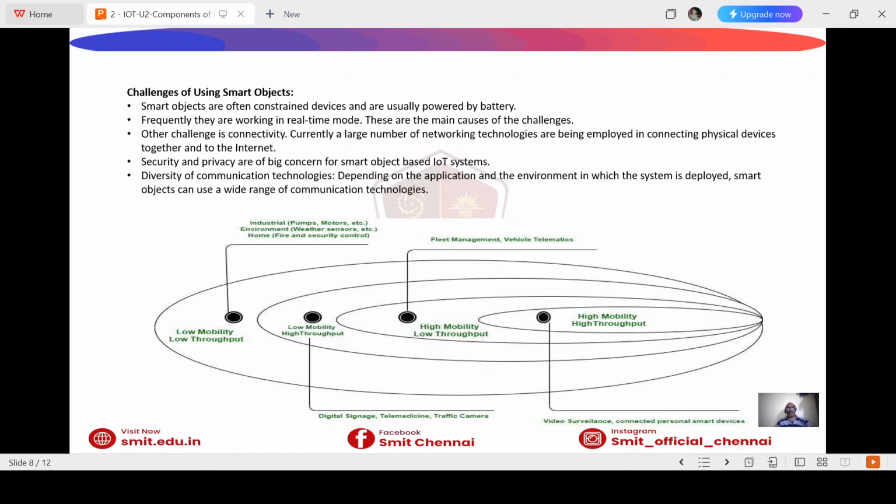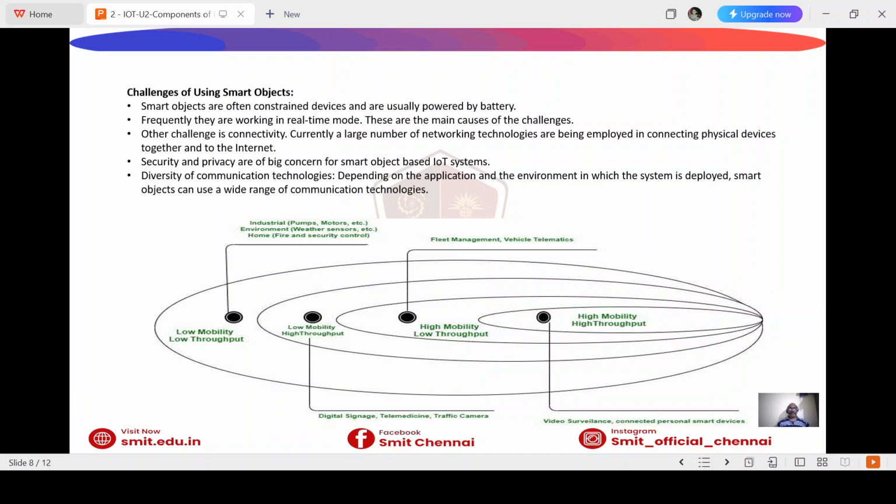We see the challenges of using smart objects. What are the challenges? First and foremost, smart objects are often constrained devices and are usually powered by battery. What does constrained device mean? It has some constraints. It can work within a small range only. It can make use of the low power of the battery only. So it can sometimes lose information because of low memory, and the transmission speed will also be somewhat lesser than other connectivity. So these are the main challenges we have.